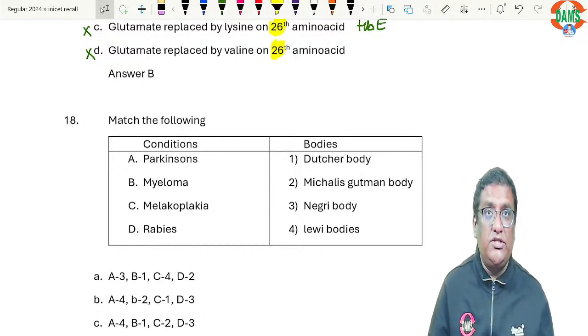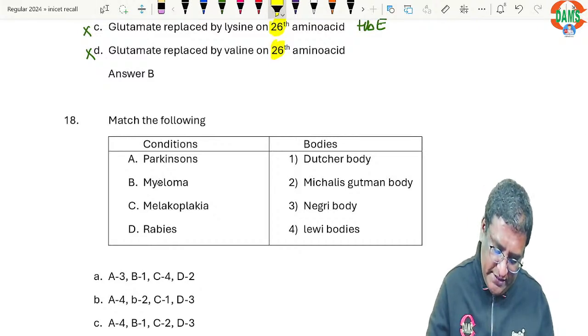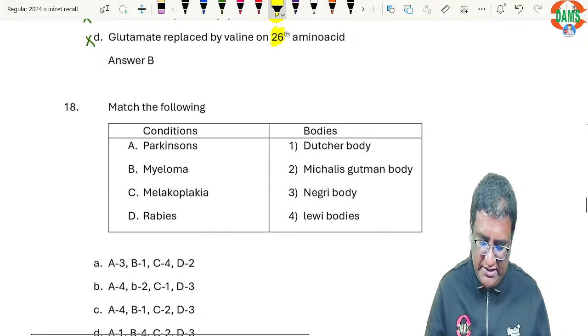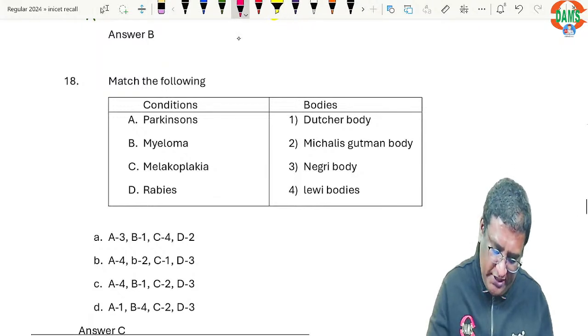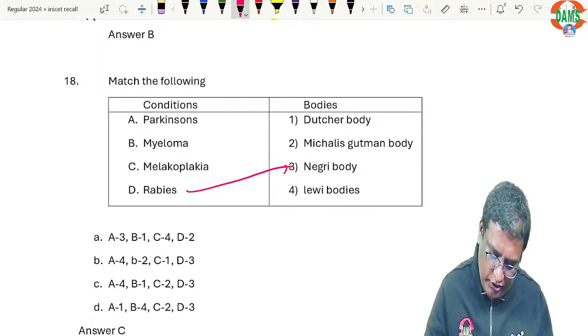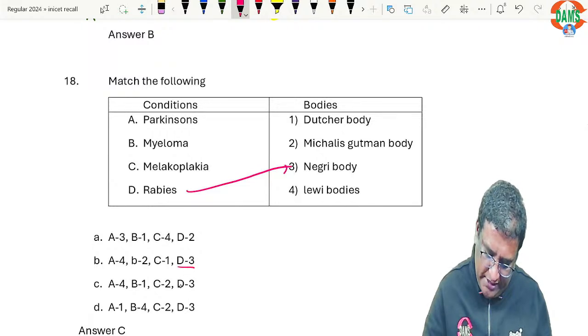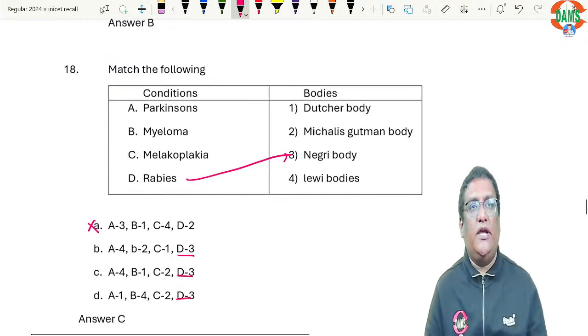Okay, match the conditions with the bodies. Parkinson, myeloma, malakoplakia, rabies. Everybody would have known rabies for easy. Rabies will show Negri bodies, D3. But the examiner has given three options here. So then A is ruled out.